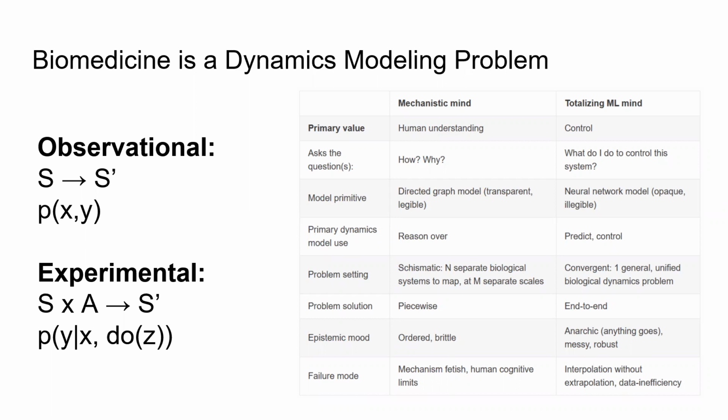If you talk to a biologist, they aren't going to say, I want to control a biological system. They're going to say, I want to understand it. I want to model it in decomposable terms. Whereas the totalizing ML mind, as I'm calling it, is this. I don't think anyone yet truly thinks in these terms, but eventually we might forego this sort of mechanistic decomposition and this legibility in favor of black boxes that simply predict and control biological systems without us understanding them.